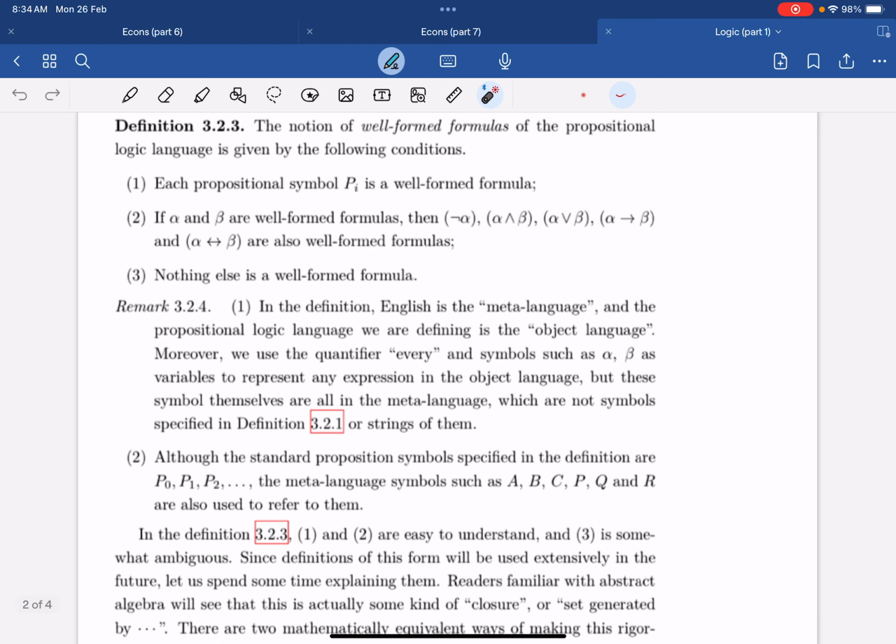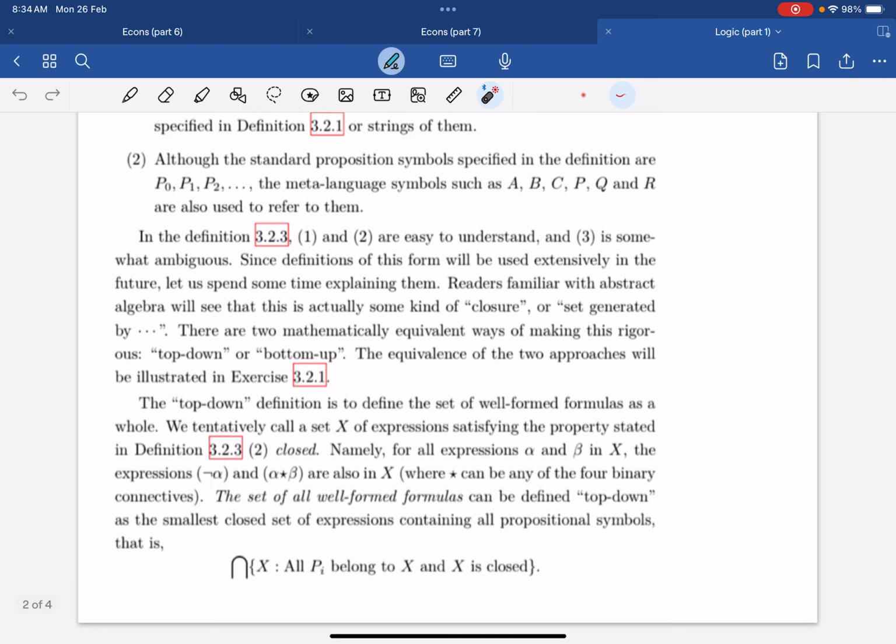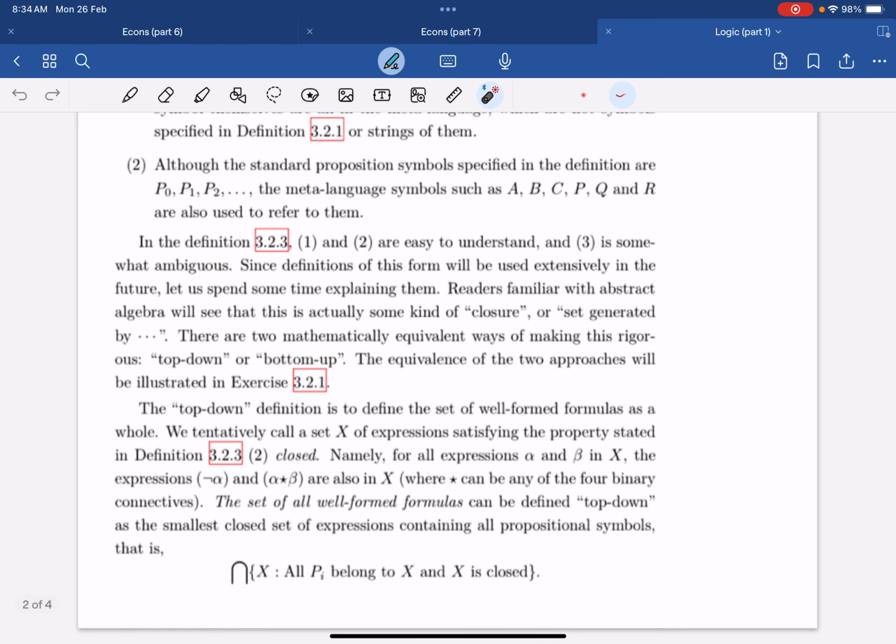Because if you have this and this as well-formed formulas, then when you do some expression, it is still a well-formed formula. So the set of well-formed formulas is closed under these expressions. And so we can say that the set of well-formed formulas, and this is a top-down approach, can be defined as the smallest closed set containing all the propositional symbols.